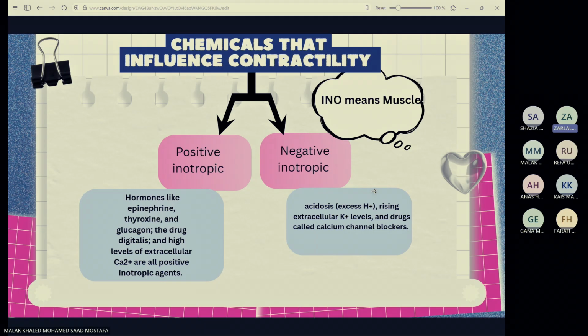Then negative inotropic agents, things that will decrease the contractility of the heart. So that can be acidosis, so increased amount of hydrogen ions, increased amount of potassium levels extracellularly, and drugs called calcium channel blockers.